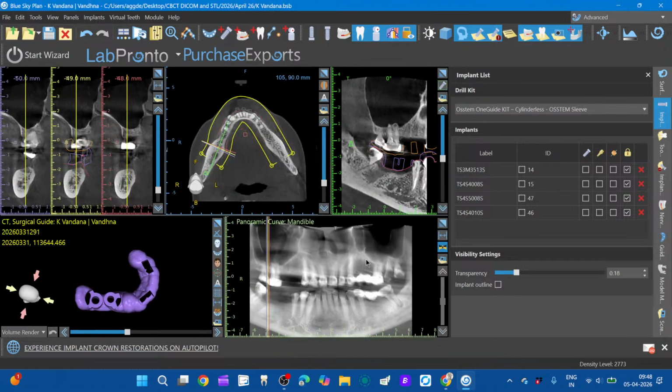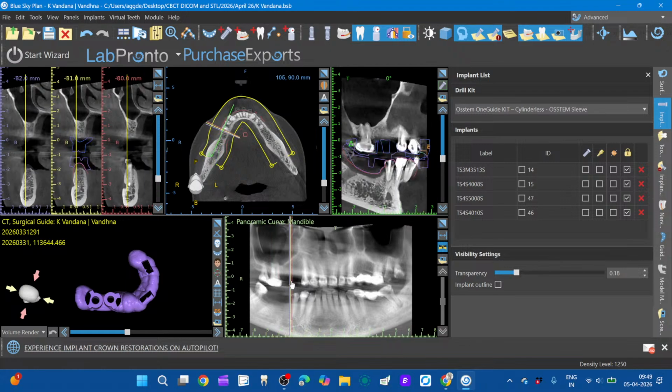Okay, so this patient has agreed for the lower jaw now. So if the patient agrees for the upper jaw as well today, we'll be doing that also. But by and large, he's saying that he will get it done next time. Okay, so let's look at the upper jaw also, so that you know what we are doing.